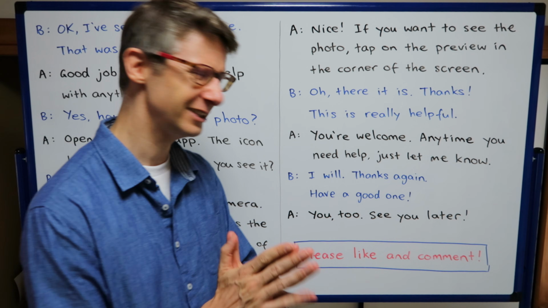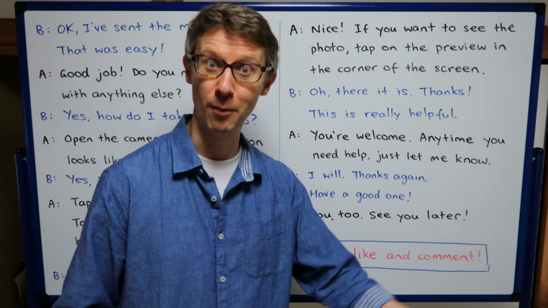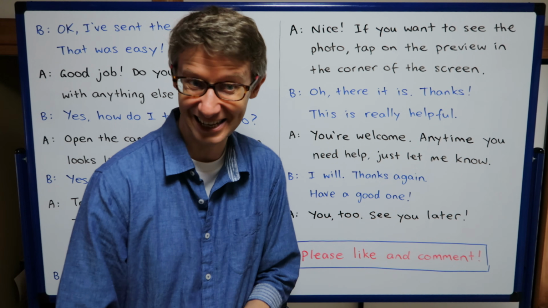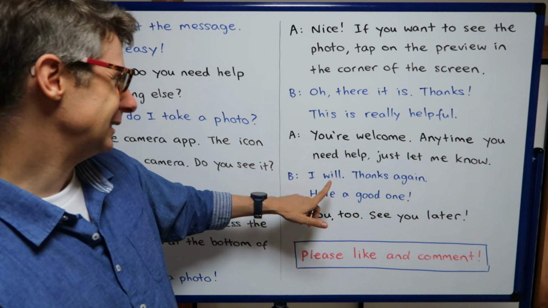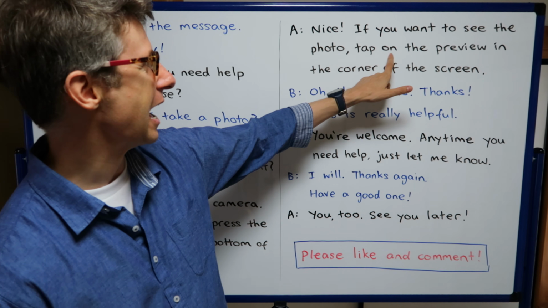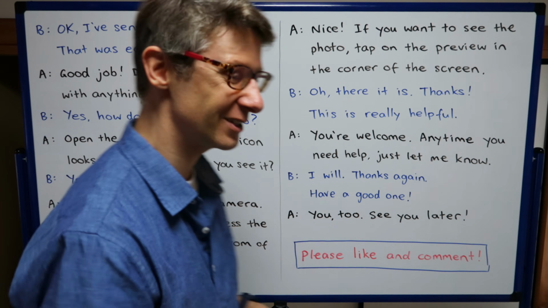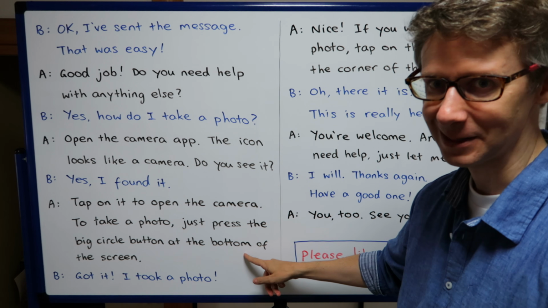Okay, well done. Just a couple of things. Have a good one. Have a good morning. Have a good afternoon. Have a good day. Have a good week. Have a good one. What else? Where was it? Tap on the preview in the corner of the screen, in the corner at the bottom.